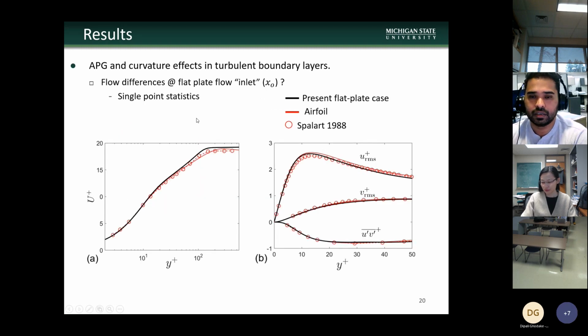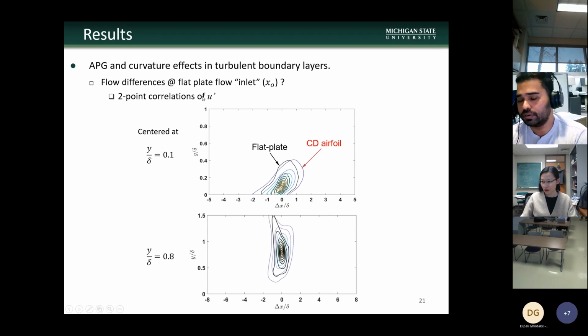So first we compare the single point statistics, that is the mean velocity profile and the streamwise fluctuations and Reynolds stresses. And you see, when we compare, we also compare it with the literature that is done by Spalart at matched Reynolds number. And we find that the single point statistics is overall in very nice agreement for all the cases. Next, we also compare the two-point velocity correlations between flat plate and airfoil, near the wall and away from the wall. An overall comparison between the two cases is very good.